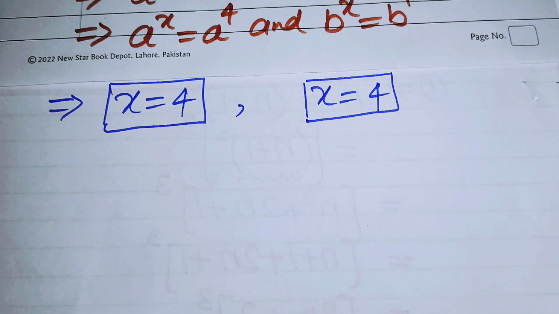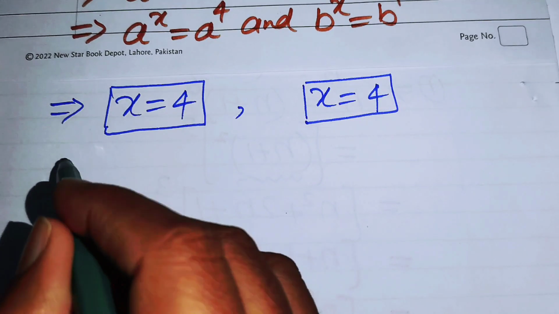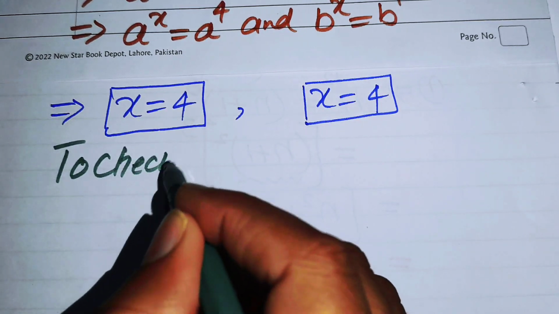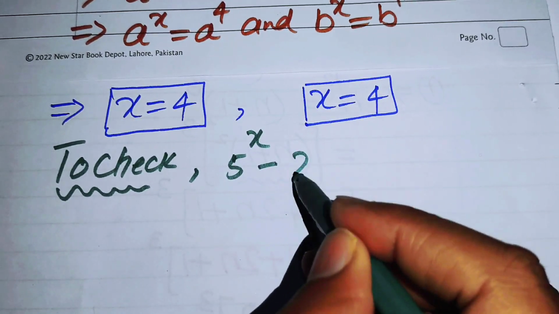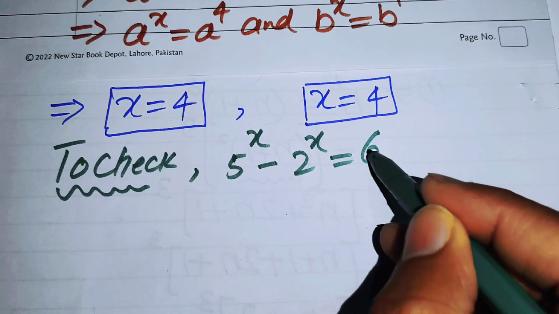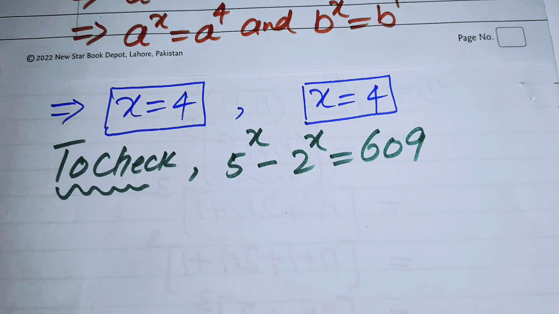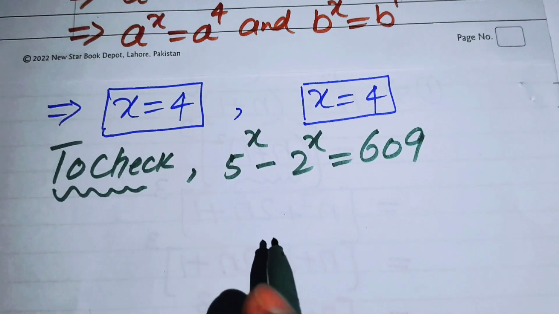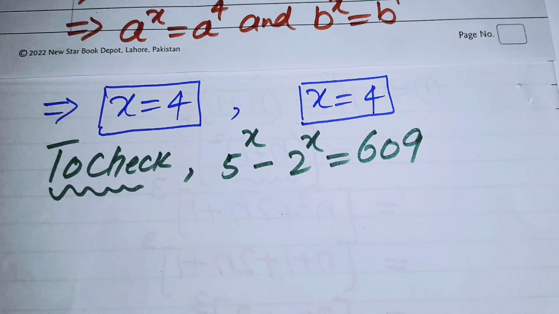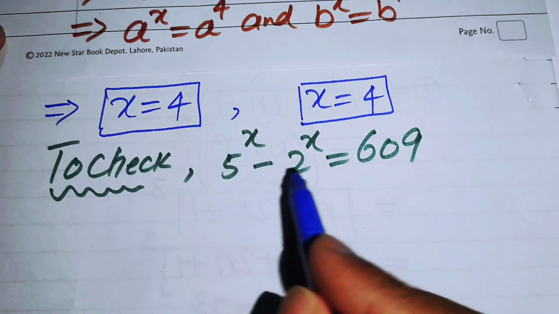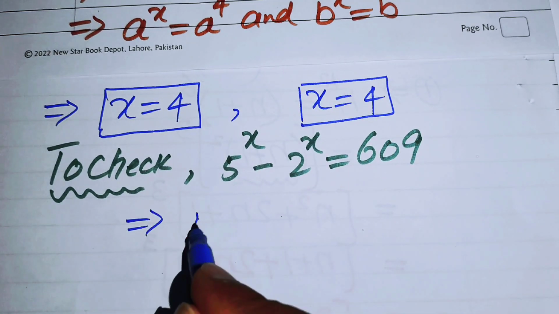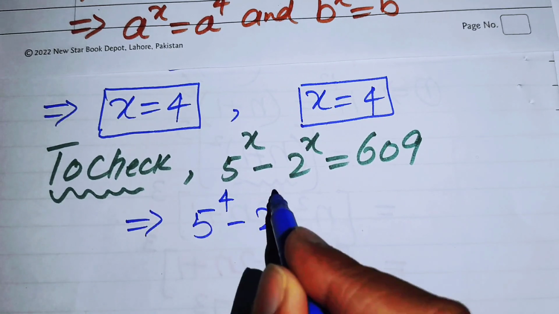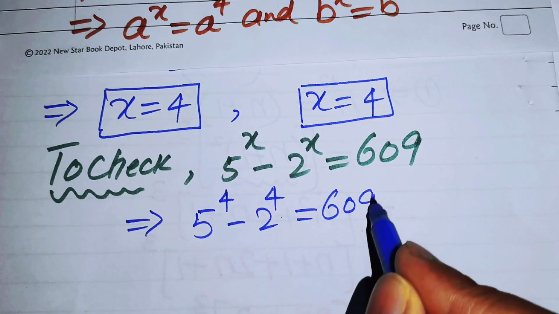Now in the next step we check the solution, in order to see whether the value of x satisfies the given question or not. We write the statement of the question, which is 5 to the power of x minus 2 to the power of x equals 609. Now we put the value x equals 4 here, and you obtain 5 to the power of 4 minus 2 to the power of 4 equals 609.